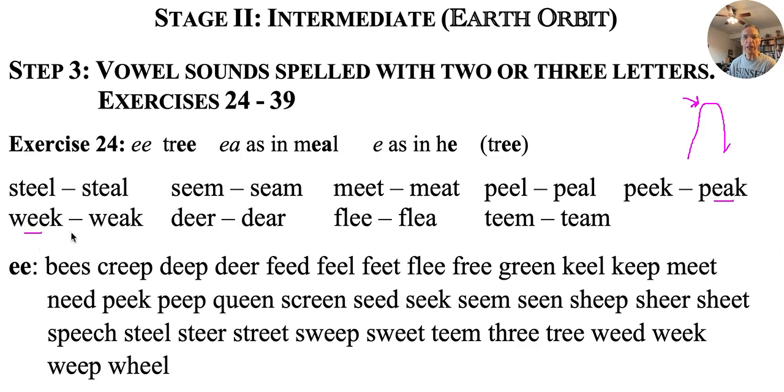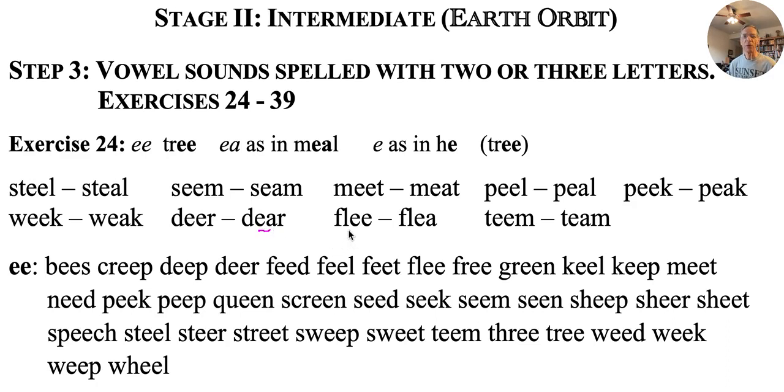Then we have week and weak. The first one is the 7-day week, and the other one is he's so weak he can't pick up a pencil. Next is deer and dear. The first one is the 4-legged deer that's in the forest. And the second one is dear, like you would say, I would write my first grade teacher, Dear Miss Monroe.